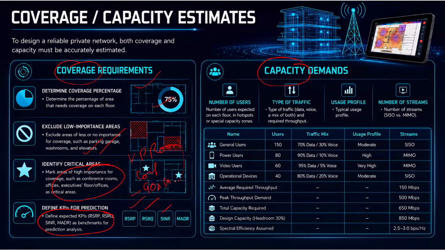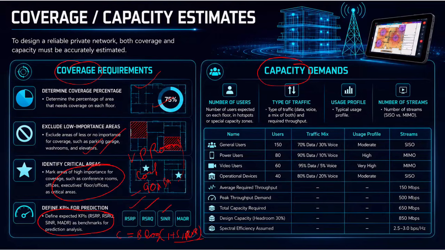Similarly, we have SINR, which is very important because only a strong signal is not enough. We also need good signal quality. So coverage planning is not just about asking, do I have a signal? The better question is, do I have enough signal with sufficient quality to support the required service? Because now we'll jump to capacity, and as you know, capacity is equal to bandwidth times log of 1 plus SINR. So the higher the SINR, the higher the capacity.